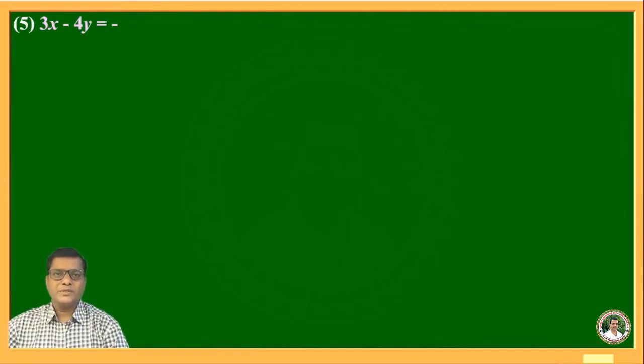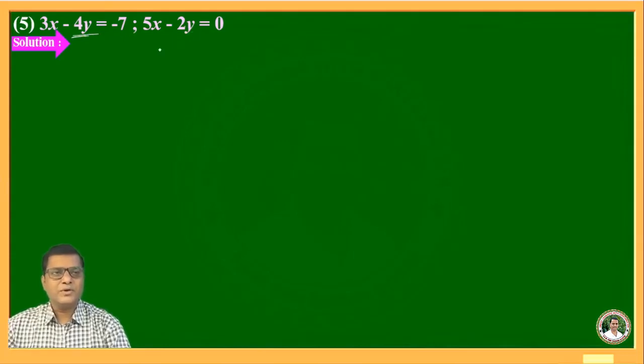Last example of this exercise is 3x minus 4y is equal to -7 and 5x minus 2y is equal to 0. Solve this simultaneous equation by graphical method. For that, here prepare a table. Before preparing the table, every time convert this equation into y is equal to something, because for calculation it is very easy. Otherwise your values will be wrong.